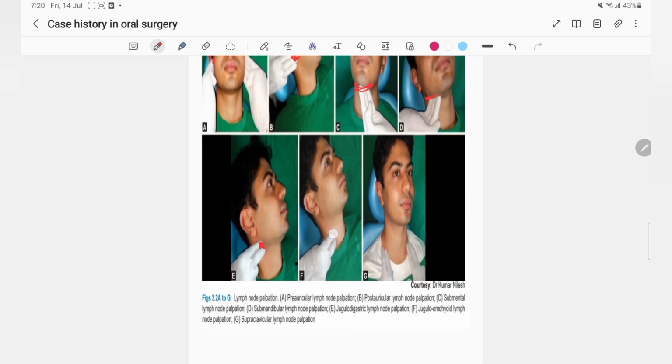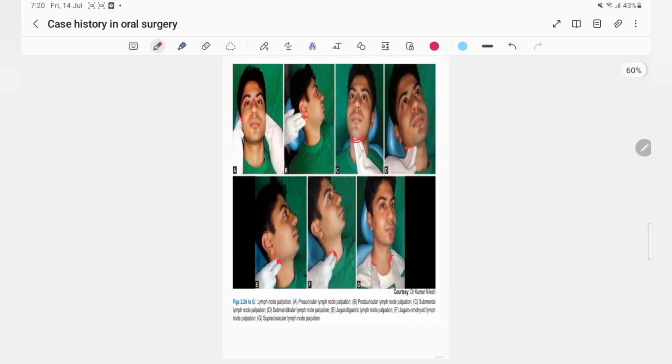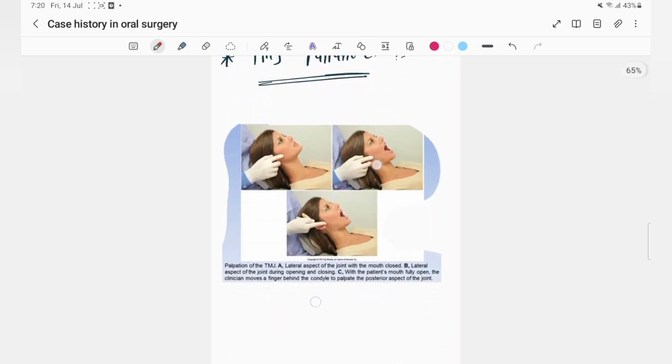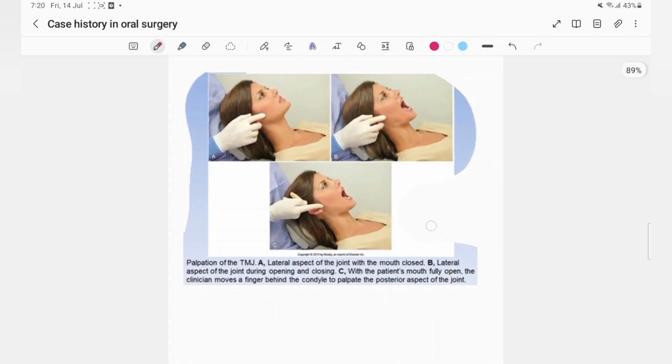Then jugulo-omohyoid lymph nodes, and last is supraclavicular lymph nodes. These lymph nodes are palpable according to their infection spread. Next is TMJ palpation. So this is the technique of TMJ palpation.